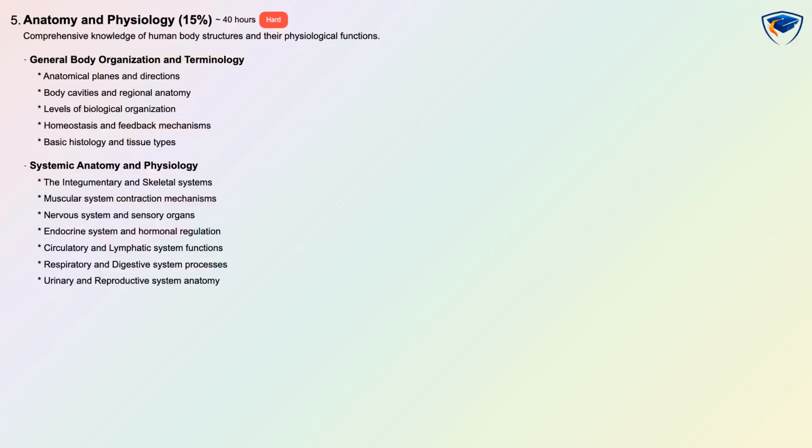Anatomy and physiology is 15% of the exam, rated hard, and requires the largest commitment at about 40 hours with conceptual and scenario-based assessment. You will learn general body organization and terminology, including anatomical planes, body cavities, levels of organization, homeostasis, and basic tissue types. You will also study systemic anatomy and physiology across the integumentary, skeletal, muscular, nervous, endocrine, circulatory, lymphatic, respiratory, digestive, urinary, and reproductive systems and grasp how these systems function and interact.